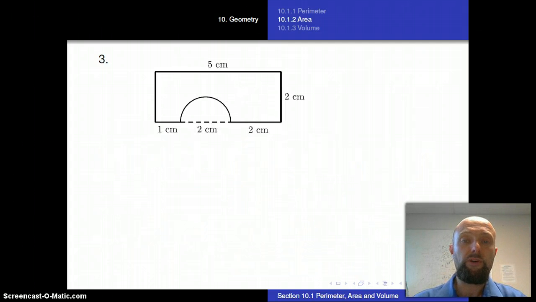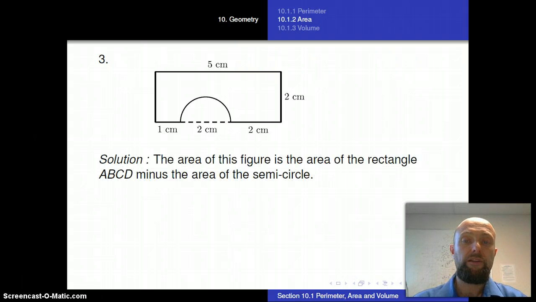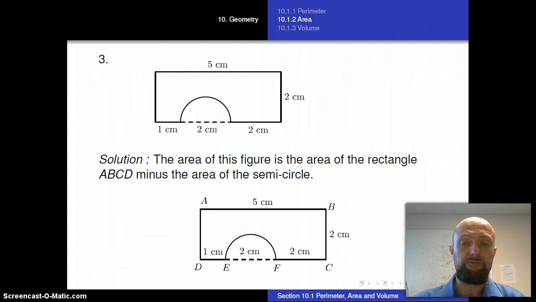Question 3. What is the area of the following figure? The area of this figure is the area of the big rectangle, ABCD, minus the area of the semicircle. To find the area of a rectangle, we need the length and the width. We can choose the length to be 5 centimeters and the width to be 2 centimeters.